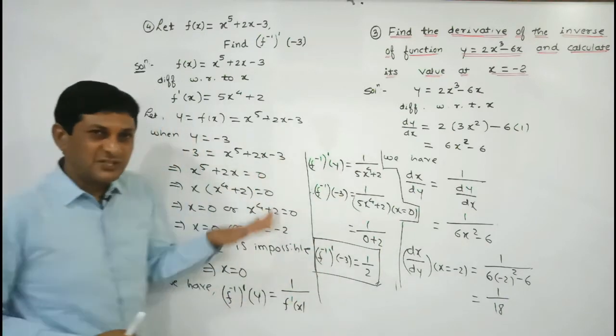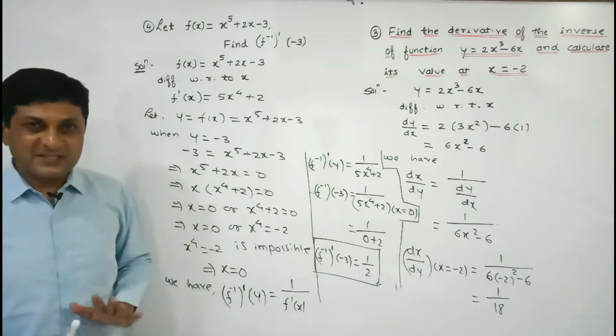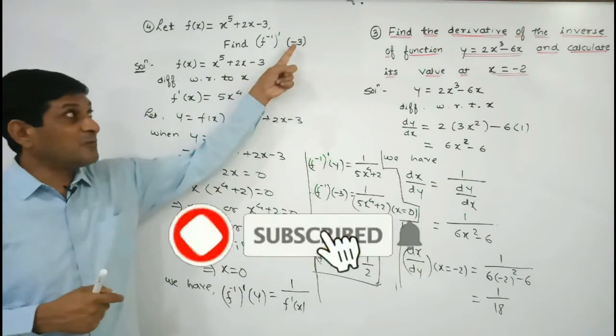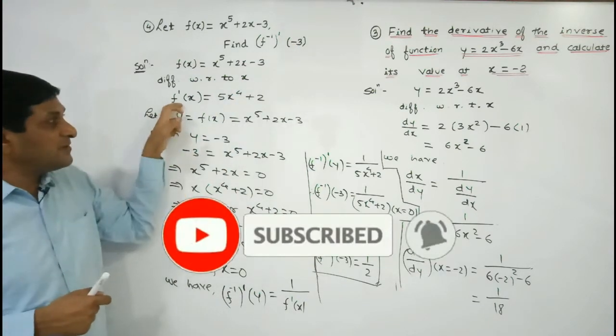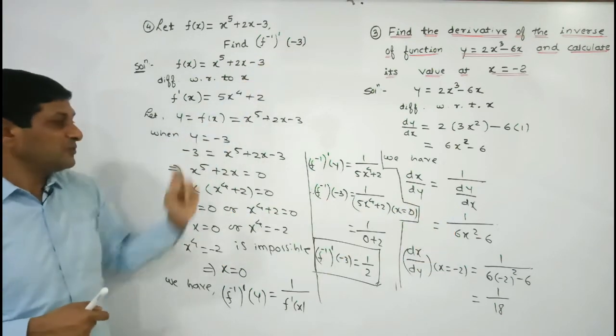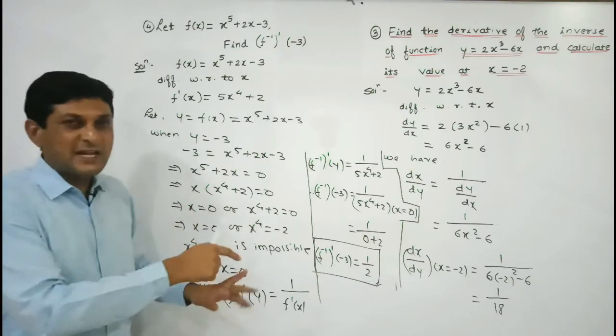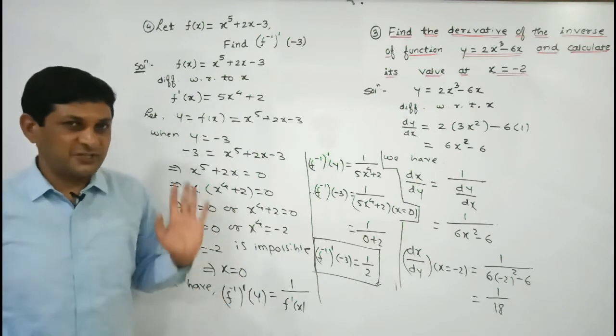Hope the difference between these two examples is very clear to you. In that example directly the value of x is given to us, but here the value of y is given, but the value of the derivative is in terms of what? X. That's why using the value of y we have seen how to find the value of x, and using this value of x we have got our required differentiation.